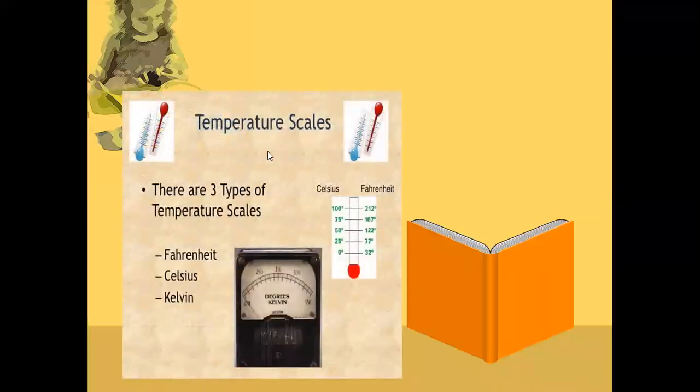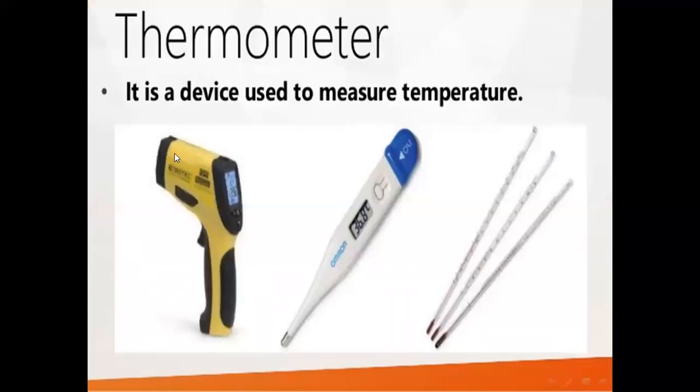Temperature scales. When we want to measure temperature, we use three types of scales: Fahrenheit, Celsius, and Kelvin. These are the Fahrenheit scales, these are the Celsius scales, and these are the Kelvin scales. We measure the temperature with the help of these devices.